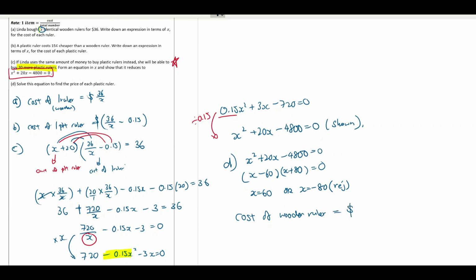And that will be equal to 36 over 60, which is equal to how much? And the cost of one plastic ruler will be this amount plus 0.15. Okay, 36 divided by 60 will give you 0.6, 60 cents, oh sorry, it's less. The plastic ruler costs less, so minus 0.15, and that would be 45 cents.